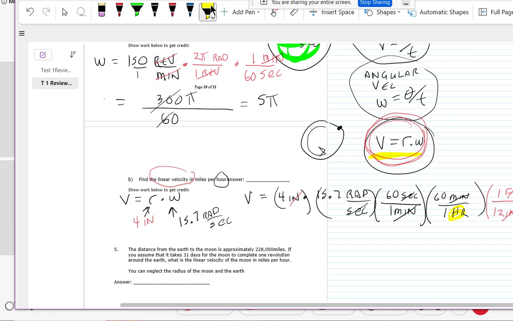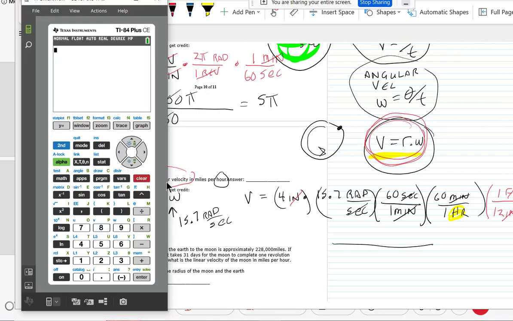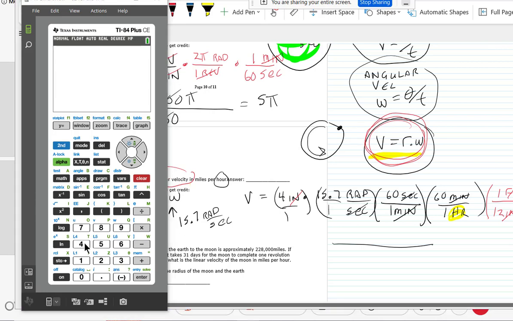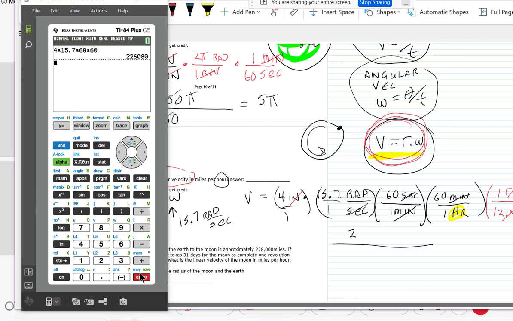Now if you look at this, we've now got miles per hour. And then just to be real careful with what you do on a calculator, I'm going to go straight across and multiply all these numbers in the numerator. Okay, so I'm just going to do 4 times 15.7 and times 60 times 60. And then I'll just go ahead and record what that is. So that is 226,080. Then I'll do the denominator.